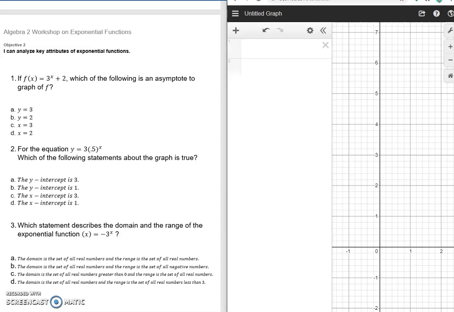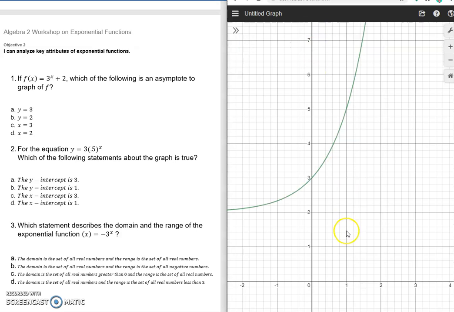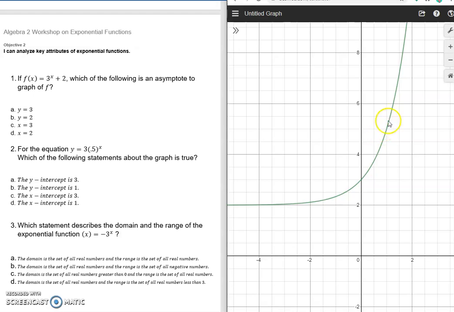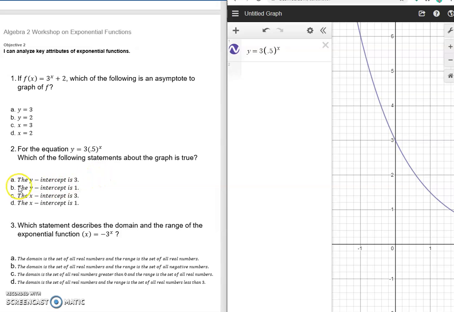Let's confirm with Desmos. All right. As you can see, your graph tries to approach the y equals 2 line, and it will never touch it because that is your asymptote. The answer is B. Which of the following statement about this graph is true? See, we're talking about intercepts here, and the intercept is the number in front of your parentheses. Therefore, your answer here is A, which is that the y-intercept is 3. Plugging that in, we're able to confirm that your y-intercept is at 3.